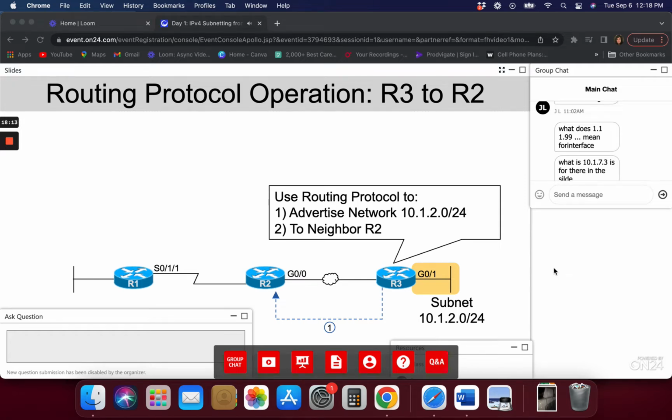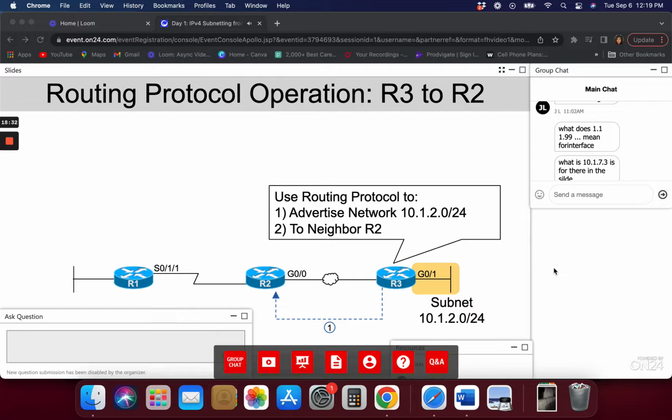So it says, I want to advertise with my routing protocol a route to subnet 10.1.20.0/24, and I want to send it to this neighbor. The routing protocols have a concept of a neighbor, that is a router that is on the same link as I am. So router R3 and R2 are on the same link.